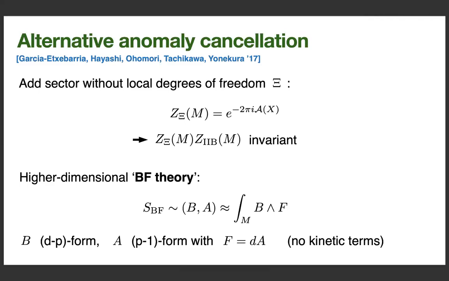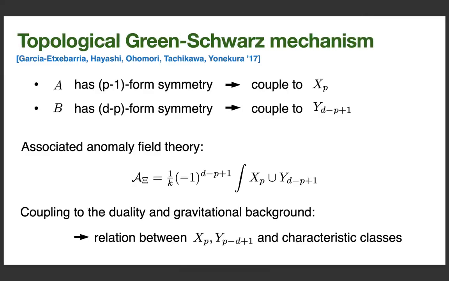no local excitations. Okay. But now, since you include these new higher form fields, they have a general higher form symmetry, right? So if you have a P minus one form symmetry, you can couple that to a background connection, which now is a P form field. And you have a D minus P form symmetry for the B part that you can couple to a D minus P plus one background connection.